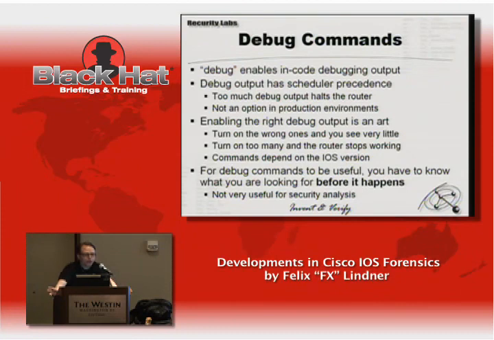Like on big telco networks, if you're debugging something, what they usually do is they tell the router to reboot in 5 minutes. And then they start debugging. And when the debugging goes wrong and the router chokes on itself and the debugging messages, they just wait the 5 minutes because they told the router beforehand to reboot. That's the only safe method to do remote debugging on bigger telco networks. And then having the right debug command for the right thing is an art. If you turn on the wrong ones, then you don't see anything. And if you turn on too many, the router stops working.